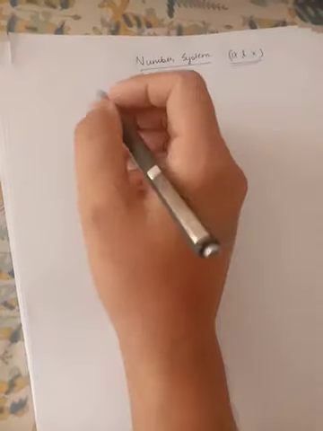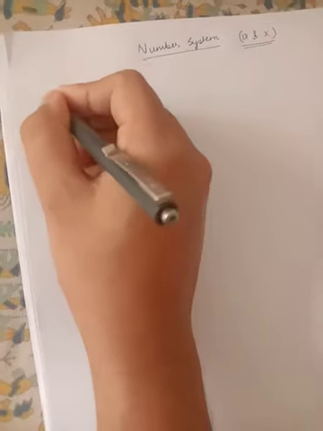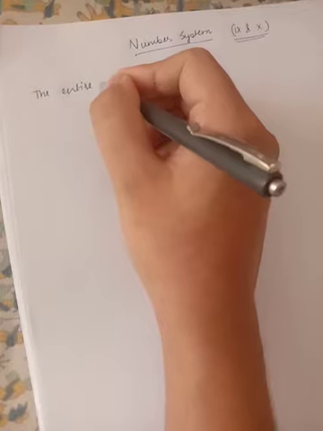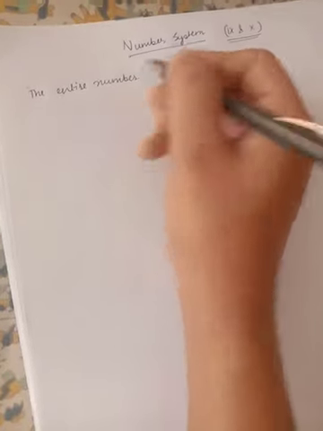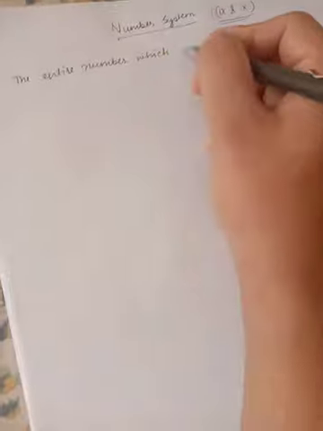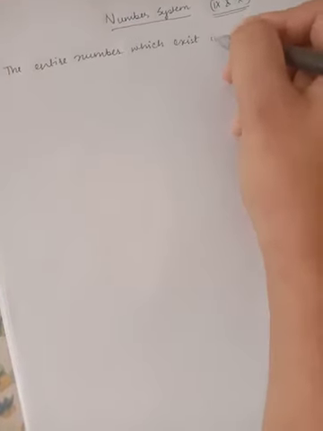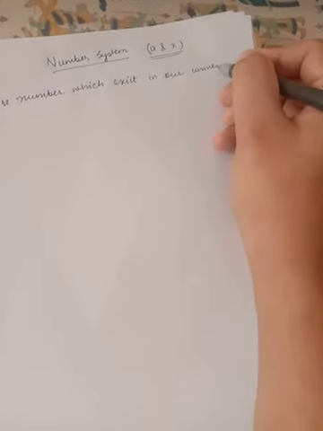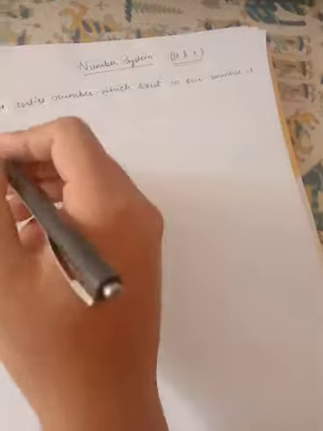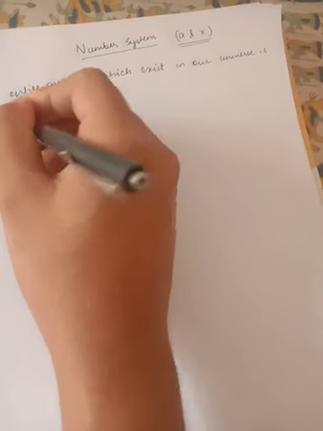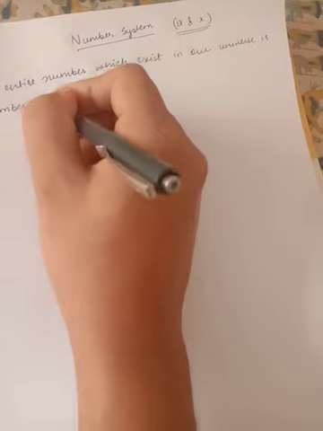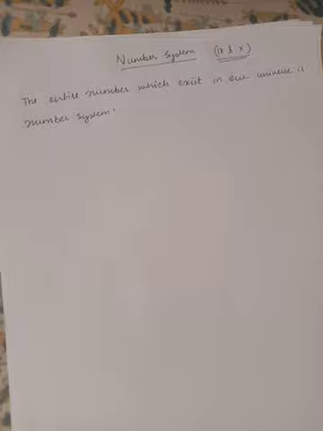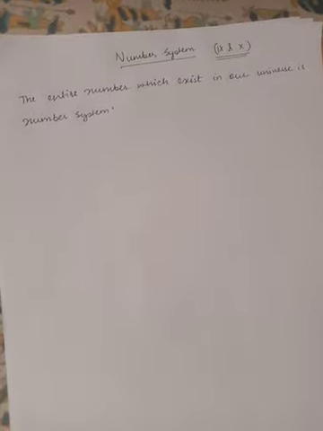So basically, what is this number system? The entire number which exists in our universe is called number system.